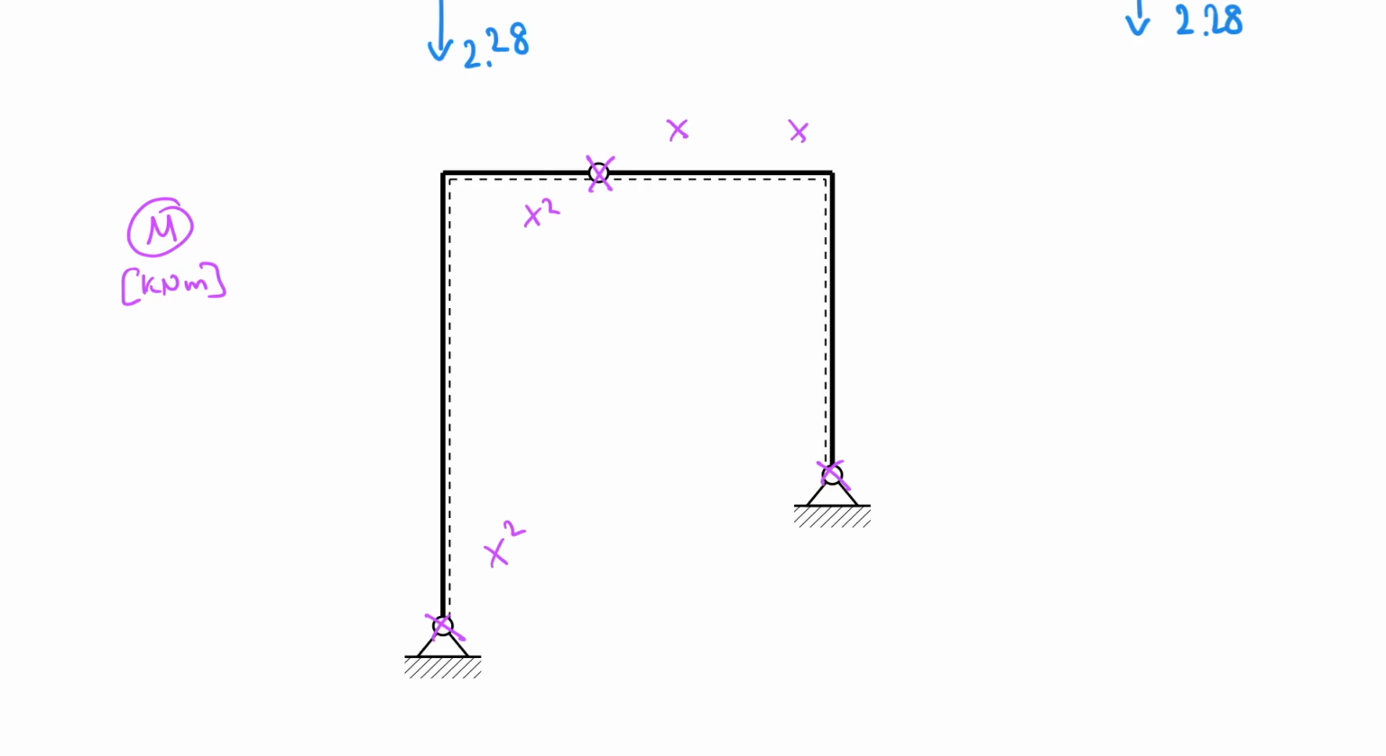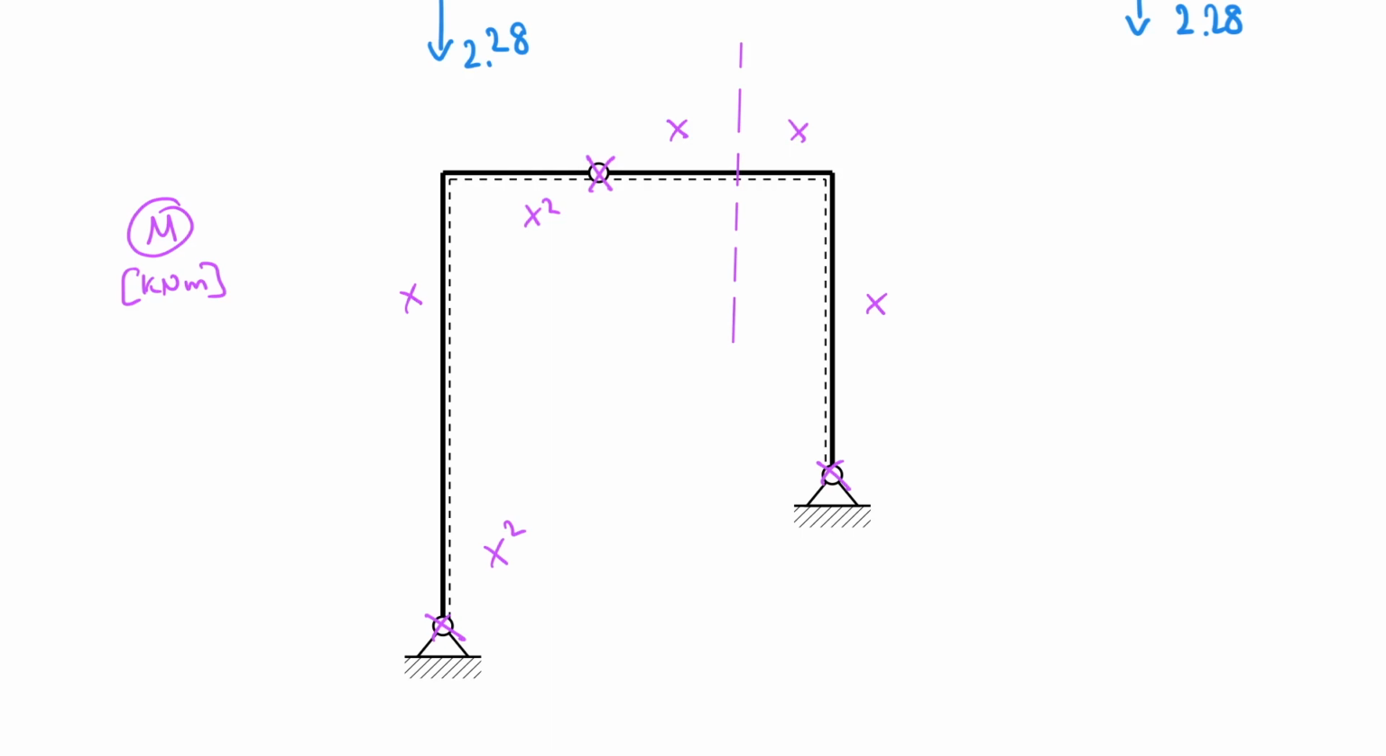But don't be fooled. Remember that there was a concentrated moment somewhere here. So there I must have a jump. And then last but not least, here I must have a function of x. And by the way, here also I have x.